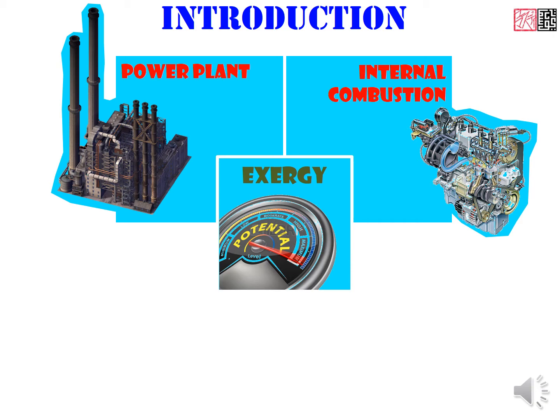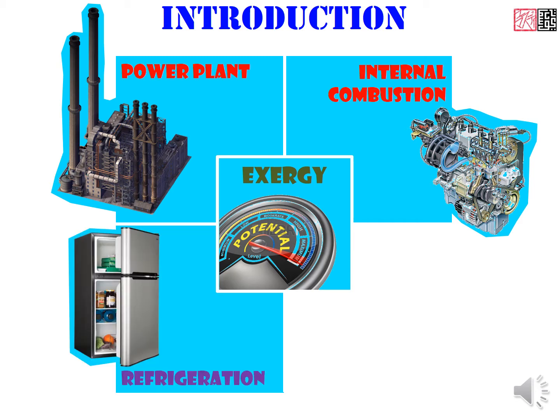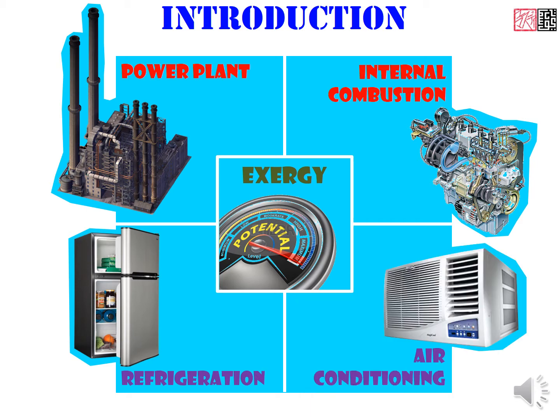Under the power plant, we'll have two types of power plant. First, chapter number 3 is the gas power plant, and then chapter number 4 is the steam power plant. Next, in chapter number 5, we will discuss the thermodynamic cycle for refrigeration. And the last one, we will learn about the air conditioning system. So overall, we will have 6 chapters under the Thermodynamic 2 subject.